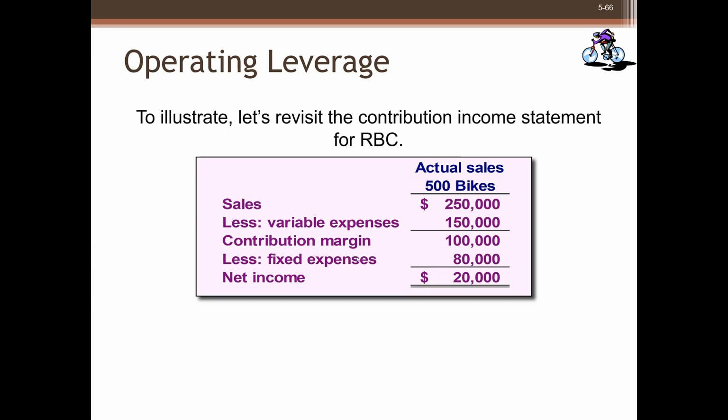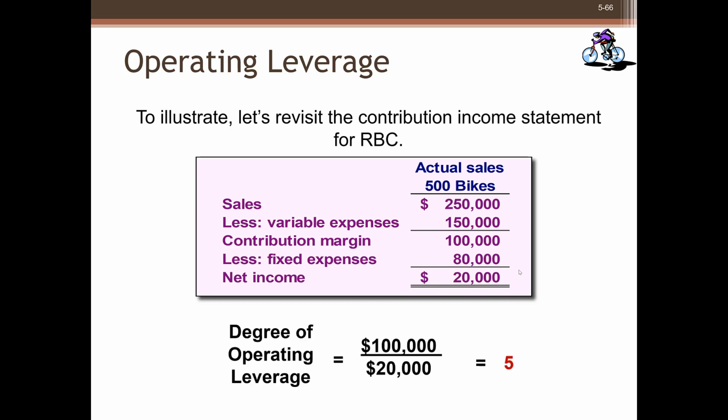Let's still use RBC as an example. This is RBC's contribution income statement. We assume actual sales of 500 bikes, and we have total sales minus variable expenses, and we can get contribution margin. Minus fixed expenses, net operating income is $20,000. Now to calculate the operating leverage, we use $100,000 contribution margin divided by net operating income. The degree of operating leverage is 5.